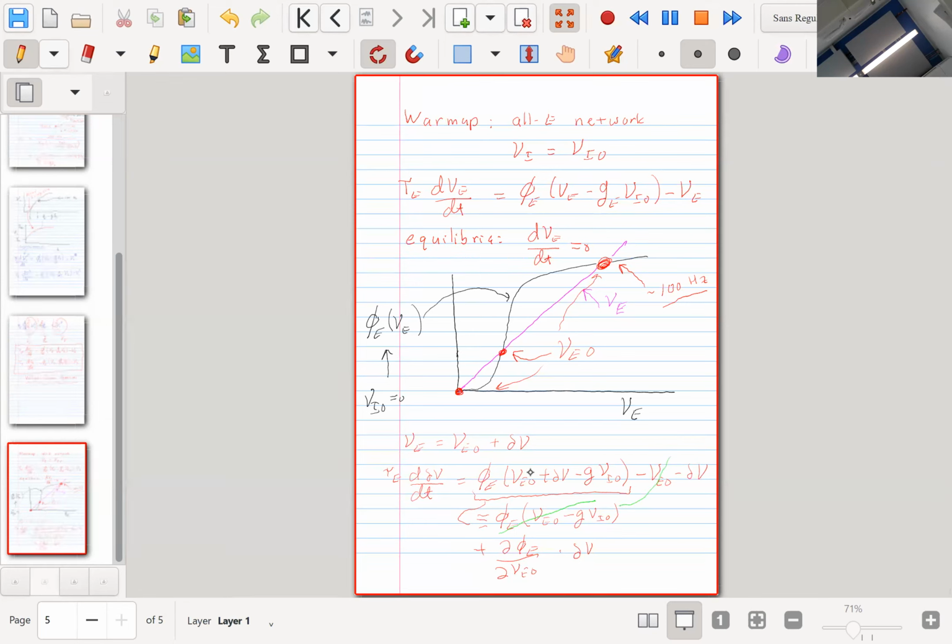Okay, these two terms are equal because, by definition, that's the definition of an equilibrium, when nu equals E0 equals phi of phi E of nu E0. Okay, and when we do that, we get a differential equation.